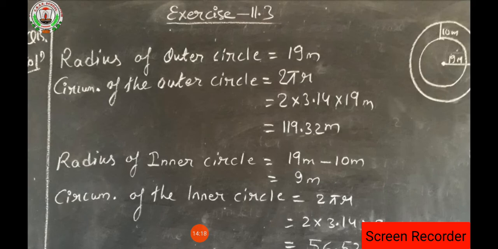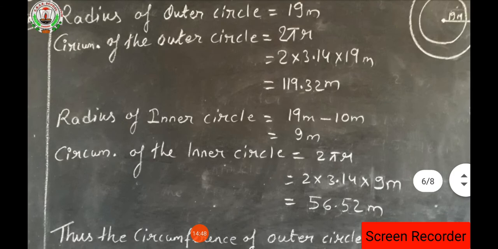The two circles are being given. One of the circles is the outer circle whose radius is given as 19 meter. With the help of this radius, we are going to find out the circumference of the outer circle. So circumference of the outer circle will be equal to 2 pi r. So 2 into pi value, we have to take it as 3.14, into 19 meter. While multiplying this we will get 119.32 meter.